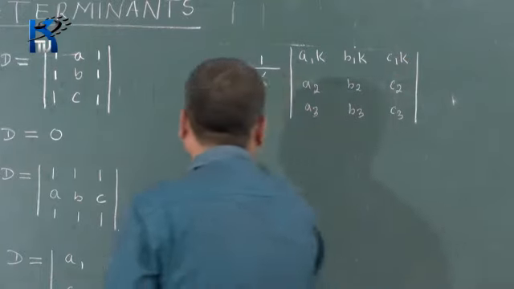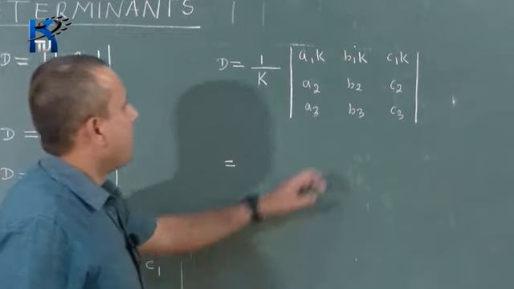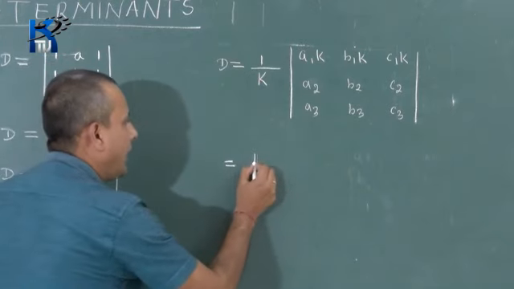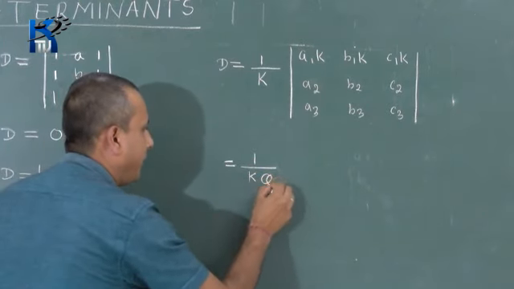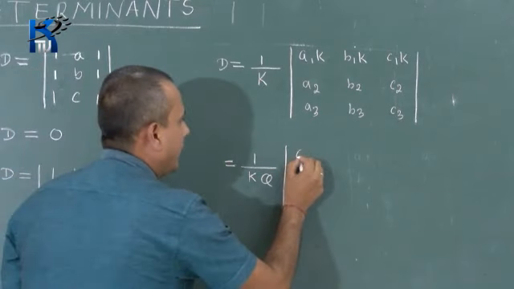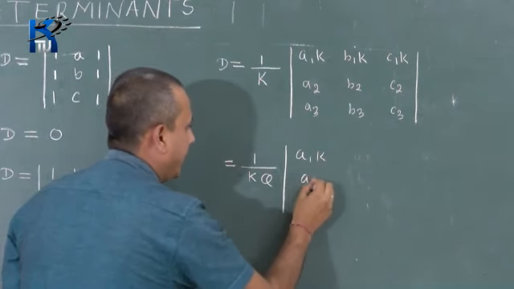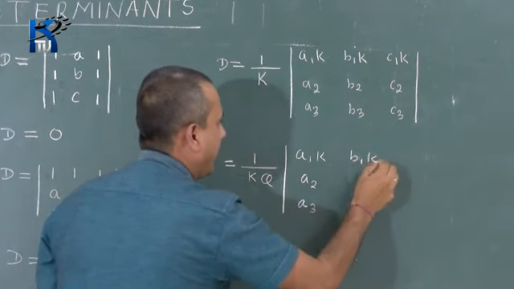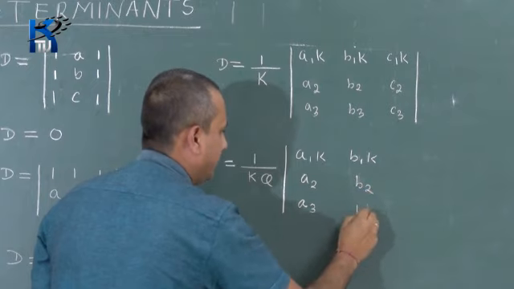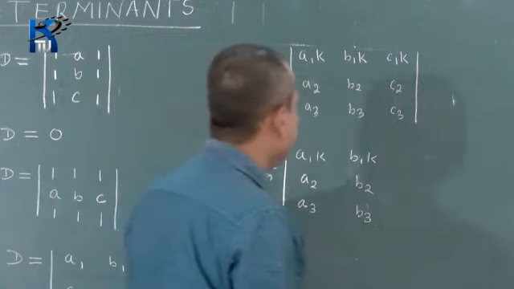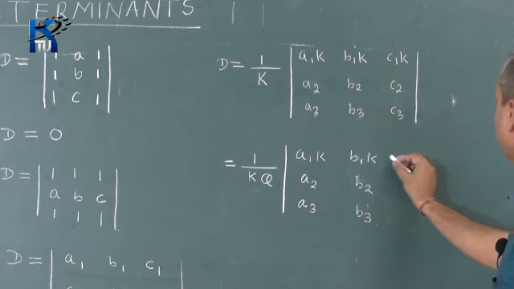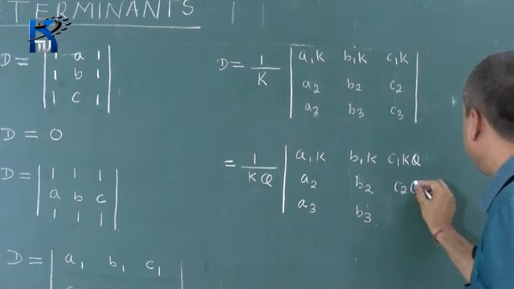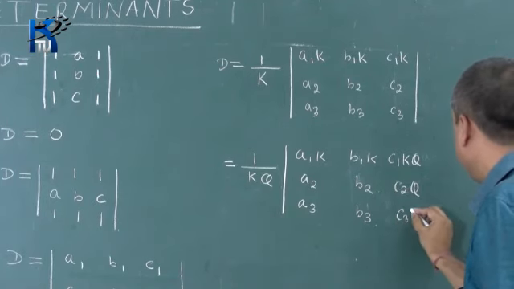Once again, if I want to multiply this third column by any other constant quantity, let us suppose q, then I will divide this determinant by q. Then this one will be A1 k, A2, A3, then B1 k, B2, B3. Now, only the third column I'll multiply. This one will be C1 k q, C2 q, C3 q.